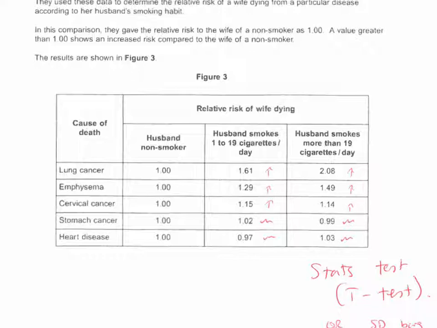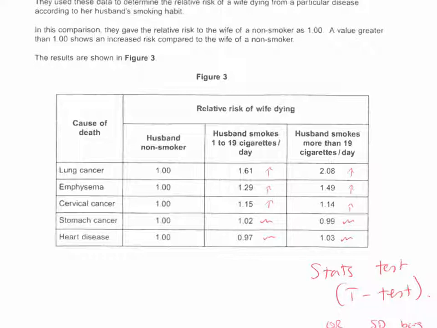So let's look at the disagree points. First of all, there's very little difference of dying from stomach cancer and heart disease. It increases here, it decreases there, this decreases there, but increases there. So little difference, and the differences are very, very small. So this is suggesting other factors, well, in general, other factors could have caused the wives to die, like age.